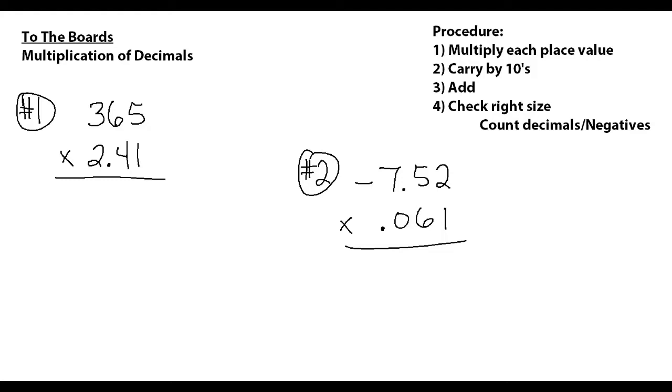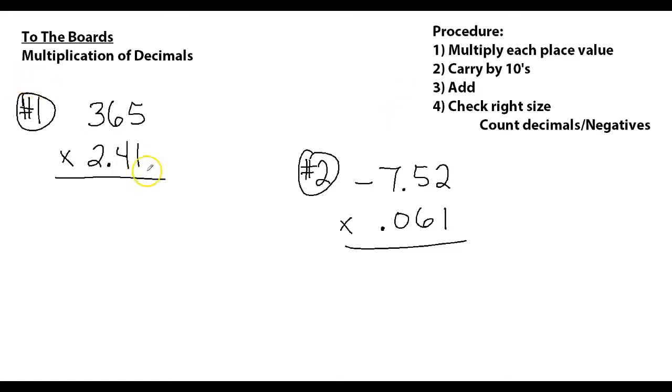Hello and welcome back to the boards. It's time for you to practice some problems. We have 2 multiplication of decimal problems we'd like you to try. There are 4 steps to solving these types of problems. First, multiply each place value. Make sure to carry by tens. Then add all the values together. And lastly, make sure to check that your answer is the right size. It needs to have the same number of decimal places, and you'll want to check whether it's positive or negative. Go ahead and pause the video now, take out your notebook, and try these 2 problems and see how you do.